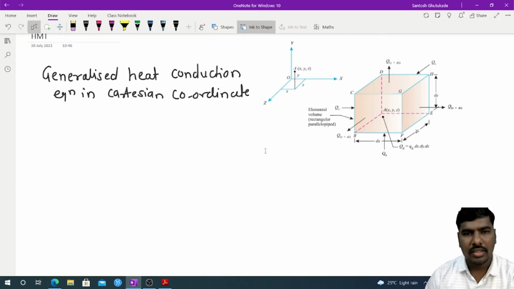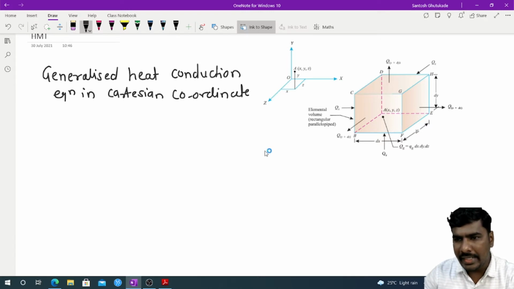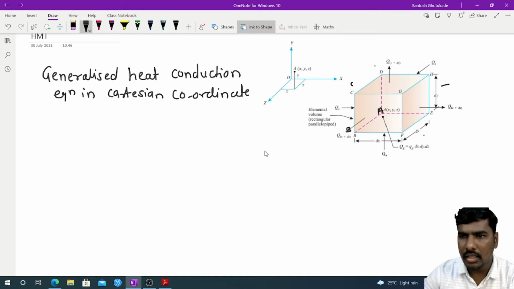Let's start with the generalized heat conduction equation in Cartesian coordinates. You can see here a rectangular volume element in which dx is the thickness in the x direction, dy in the y direction, and dz in the z direction. And this is a face. This face is A, B, C, and D.